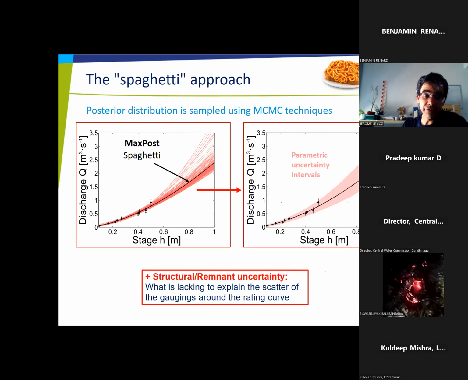Or if you have some rating shifts, for instance, then in BaRatin, you will estimate a single rating curve for different situations with rating shifts. Then again, you will need a larger remnant uncertainty to accommodate the gaugings with the rating curve. But usually, we feel more comfortable when the remnant uncertainty is small and smaller than the parametric uncertainty, because we never know exactly what is behind this remnant uncertainty.